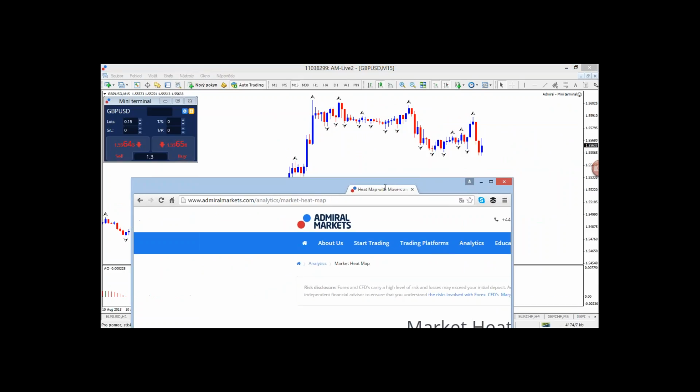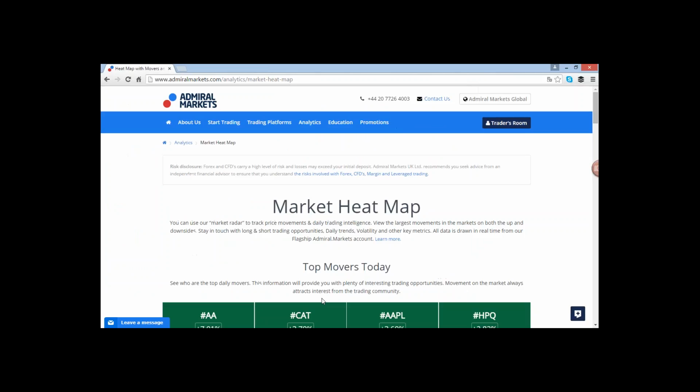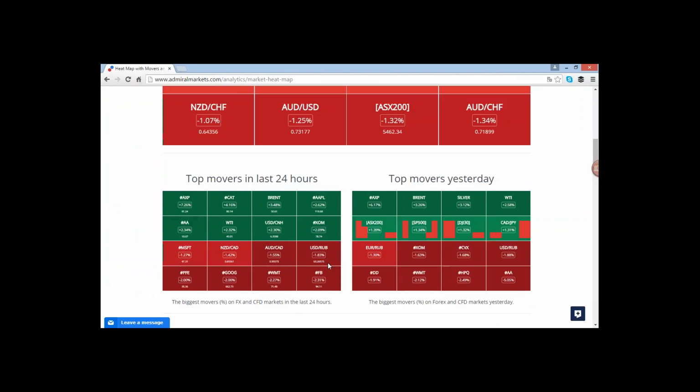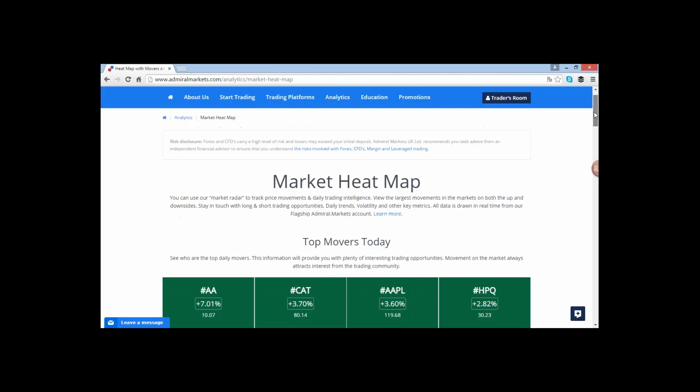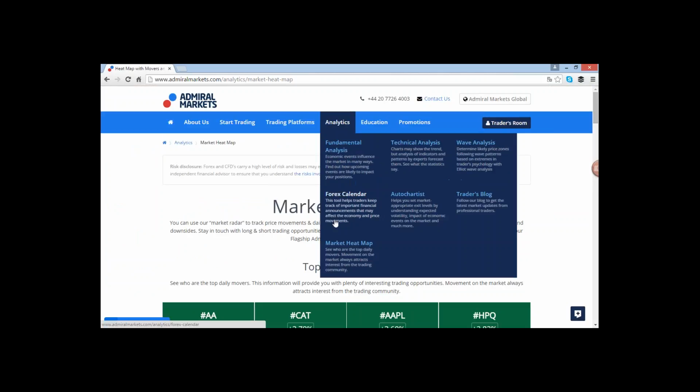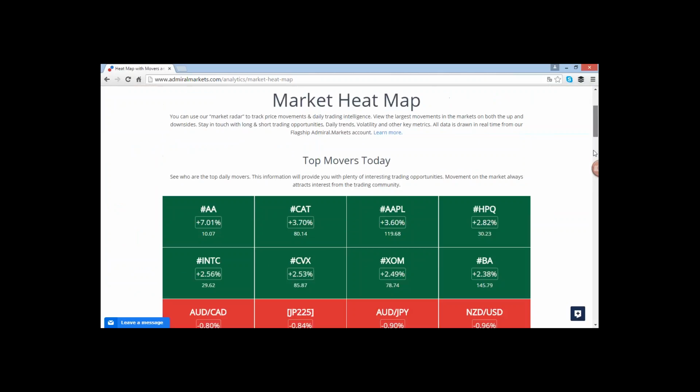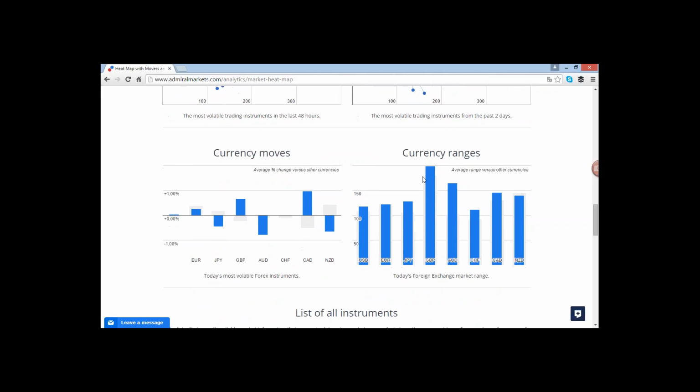Let me take a look at the heat map here. Get a bit of a feeling for what's going on. The heat map you can find by going to Analytics, Market Heat Map, on the Admiral Markets website. Pound has the biggest currency range. Dollar is about average. Aussie has a lot, so we can take a look at the pound Aussie, pound CAD.